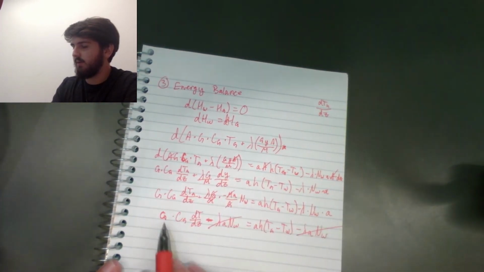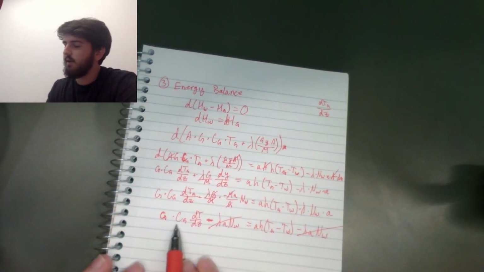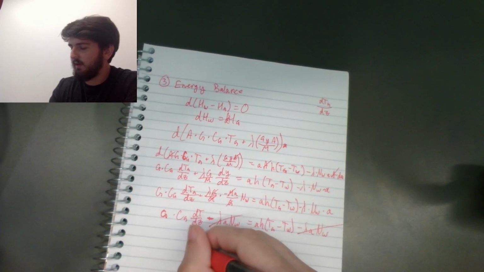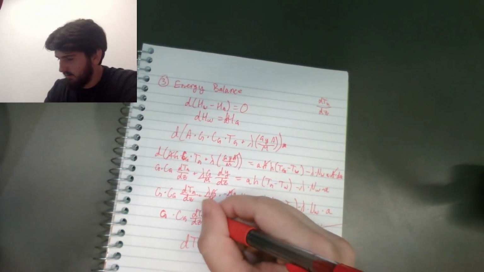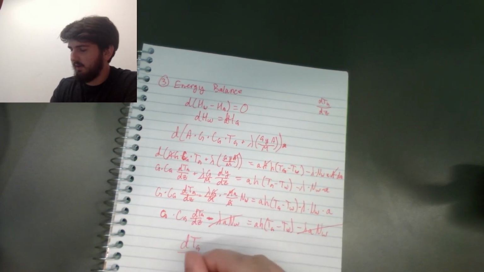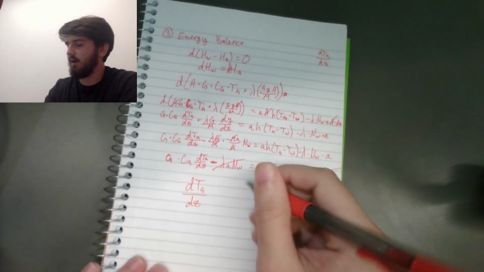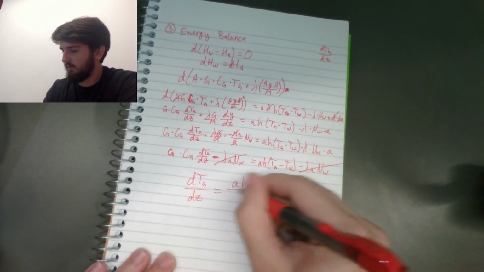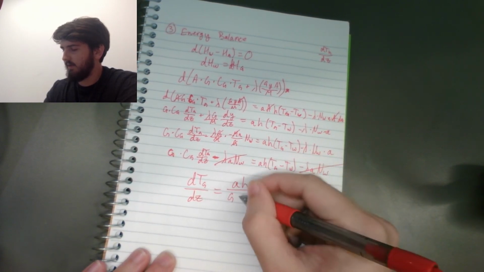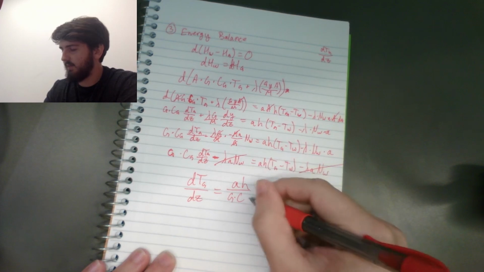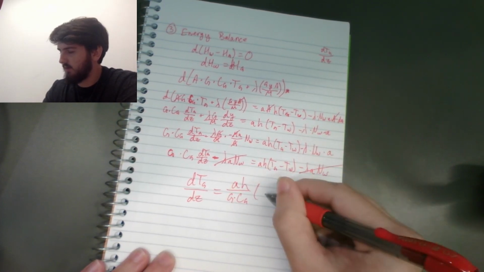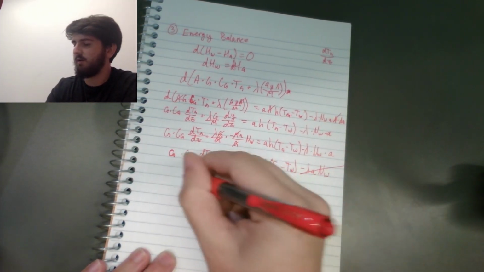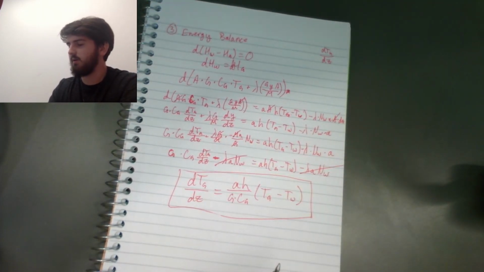And this brings us to our conclusion, where now we can just divide by that gas flow rate and that heat capacity of the gas. We now can find that the difference in the temperature of the gas relative to that distance is equal to that area of H over that gas flow rate times the heat capacity of the gas, and that is all multiplied by that difference of the temperature of the gas and the temperature of the water. This gives us our third equation.